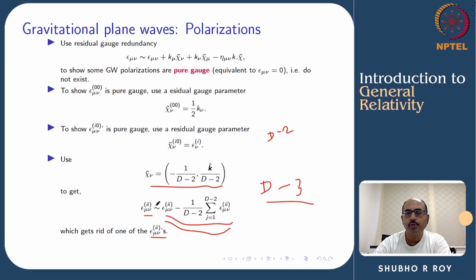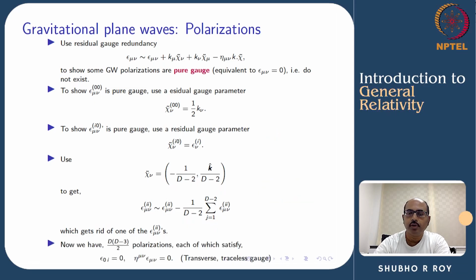Okay. So if you contract with epsilon, this will give you 1. And then there are d minus 2 elements in the sum, each of which will contribute 1. So you get total d minus 2 divided by d minus 2, so 1 minus 1, that is again 0. Okay? So these two conditions are met. That means we are in transverse traceless gauge, which is the main gauge in which we write down the solutions to gravitational waves. Okay?